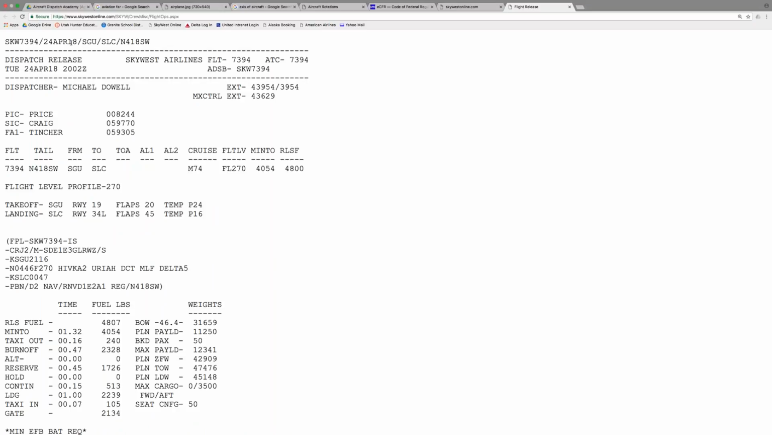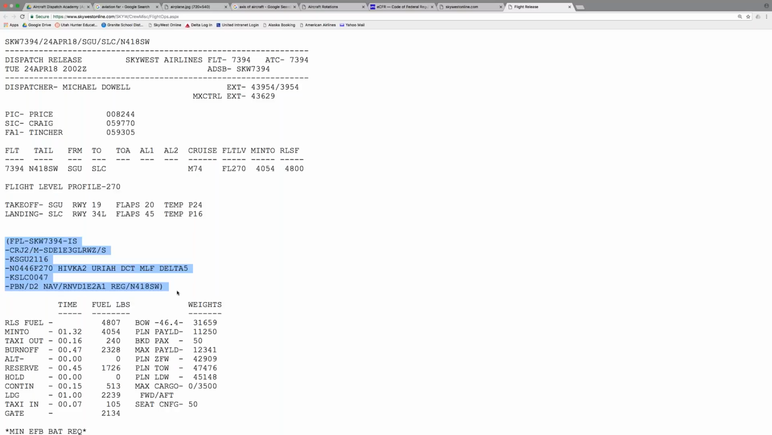This gives us our flight number, the date, the city pair, the tail number. You can see that it's a dispatch release. You can see the dispatcher's name there. You can see the amount of fuel he planned for, the runways that he planned for, and the flap settings, the temperatures. And then this is what air traffic control gets.